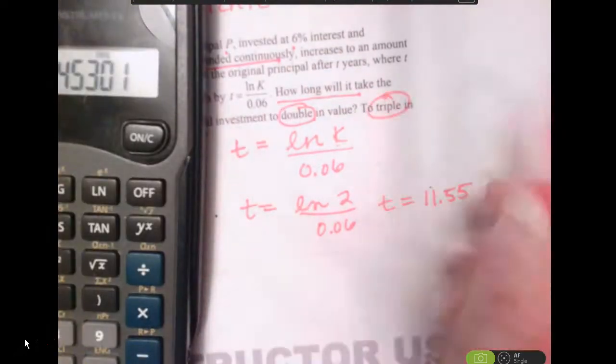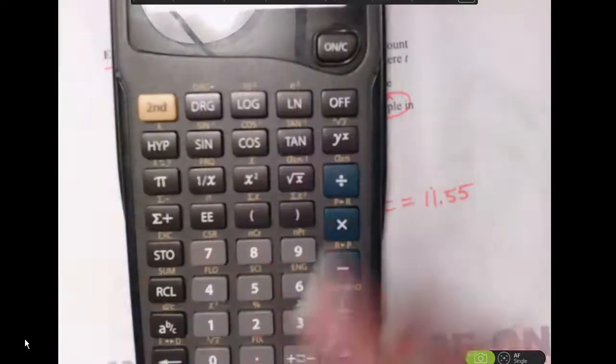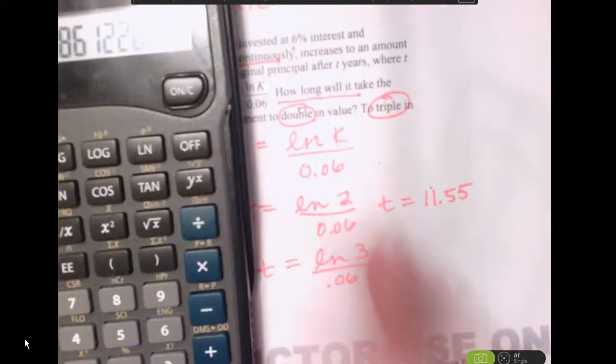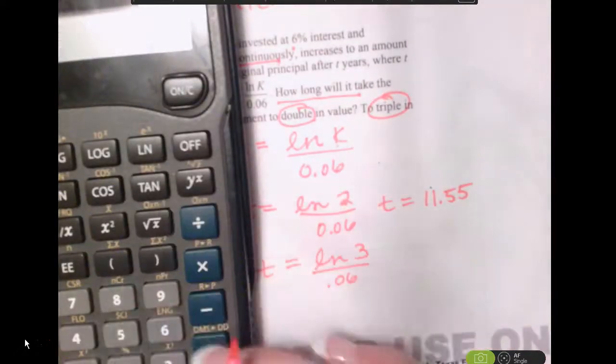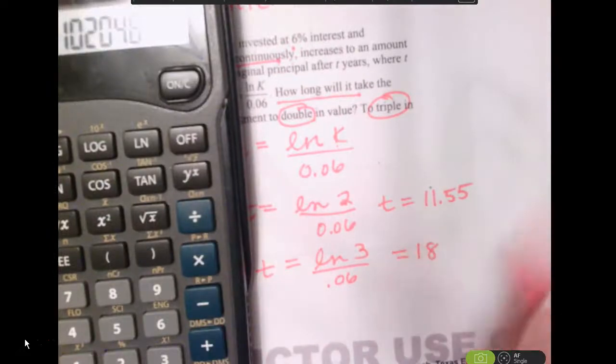And then if we want to triple, we just plug in a value of 3. So I'm going to take the natural log of 3 and then divide by 0.06, just because that's what the formula says to do. So it would take 18.3 years to triple our investment.